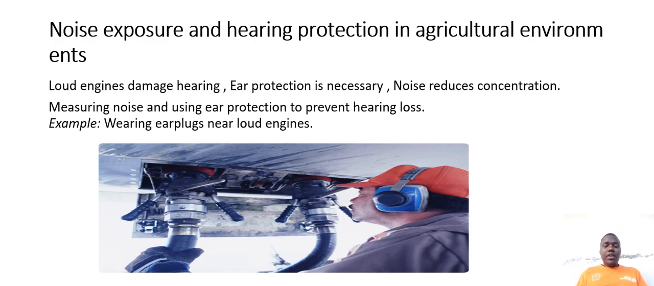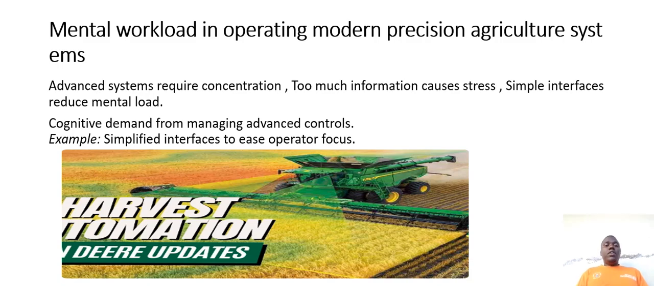Let me continue with another point, which is called mental workload in operating modern precision agriculture systems. First, mental health. Advanced systems require concentration. Don't go to the job with the stress of your home. Don't drive the tractor with the stress of your husband or your wife. Too much information causes stress. For example, you get a bad message.